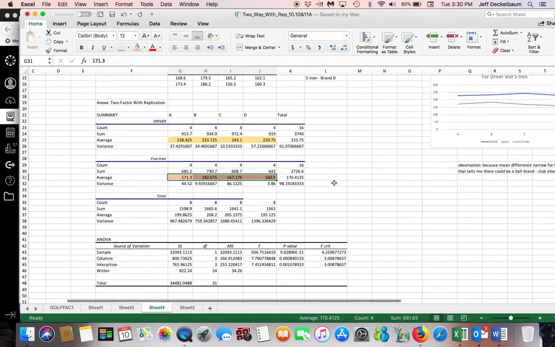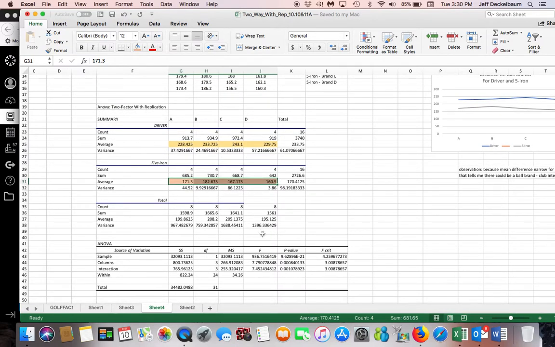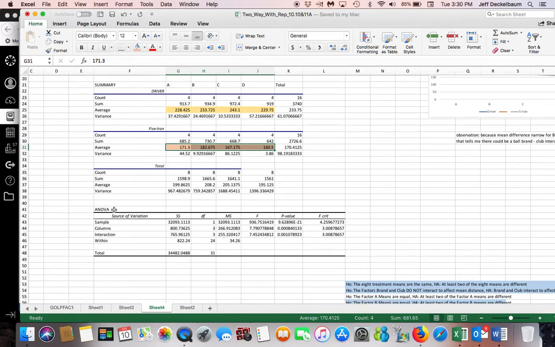So what comes out of this 2-factor with replication is this ANOVA table. And the sample essentially represents the clubs. The columns represent the brands. The interaction represents the club ball interaction. And then we have our error term. And then we have a total.